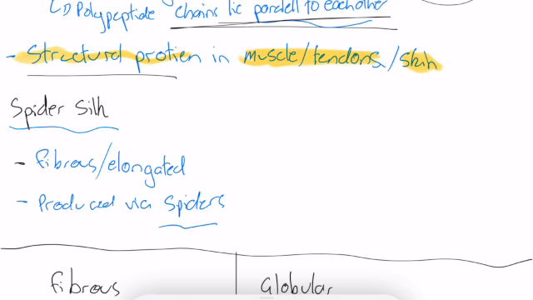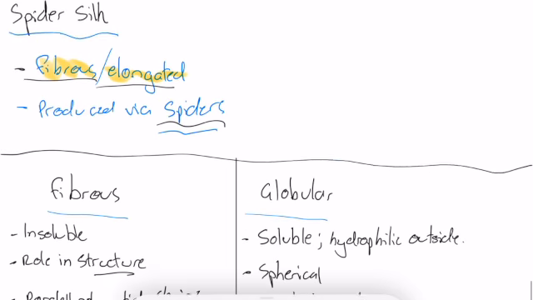A final example is spider silk. Again, it's fibrous and quite elongated in nature, as you can imagine, produced by spiders. So I'm sure we all know a spider web, and that's effectively the protein that we're looking at there, that fibrous, elongated protein that is a spider web, or the silk from that spider web.